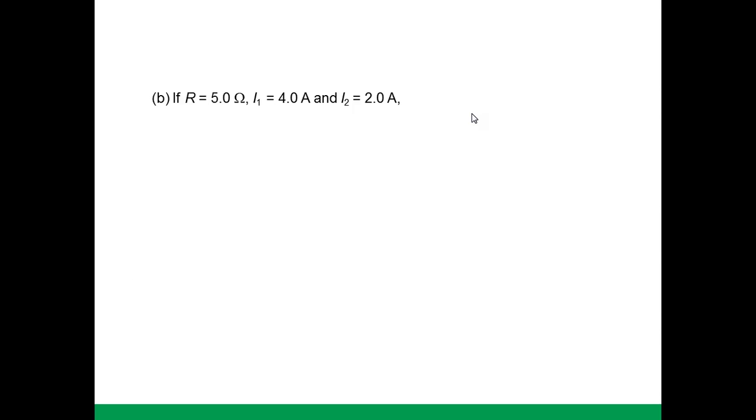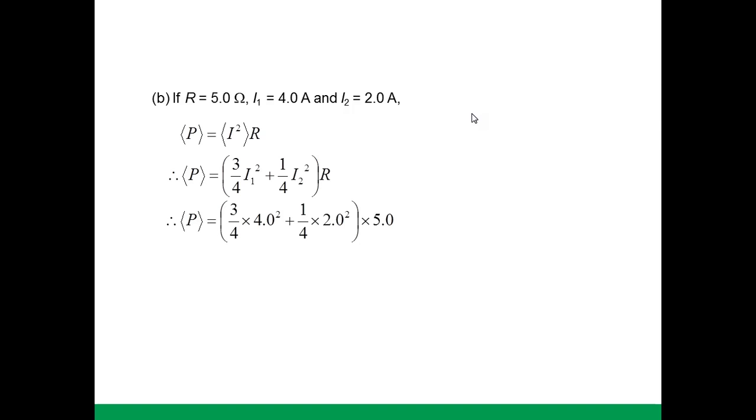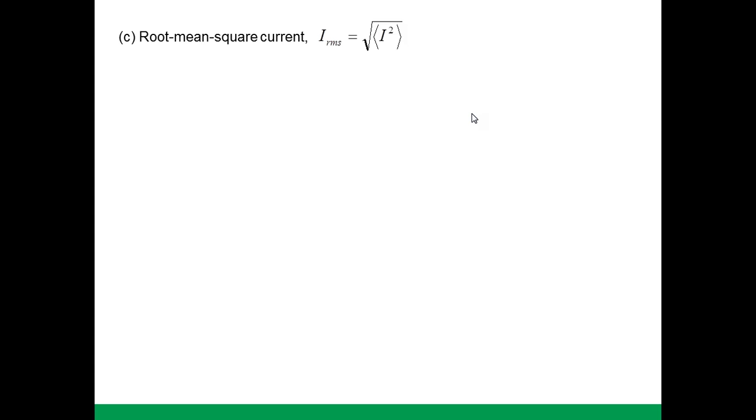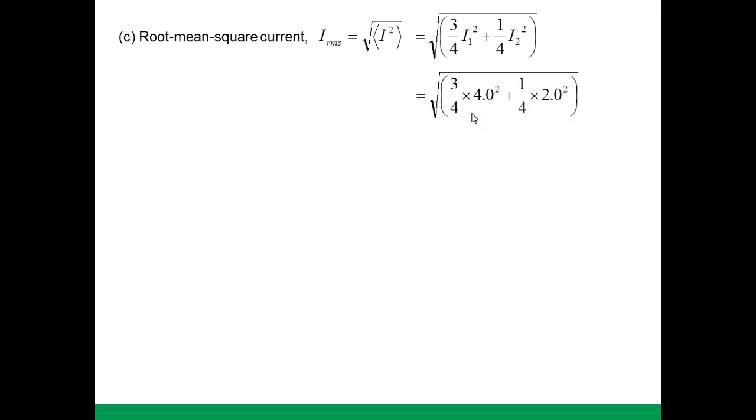In part B, we are given the values for R, I1, and I2, and we are asked to find the average power. Since the average power is simply the mean square current times R, all we have to do is substitute in the values and find that the power is just 65 watts. Next, we are asked to find the root mean square current. The root mean square current is simply the root of the mean square current. So we substitute in the values, and we will get square root 13, which is equal to 3.6 amperes.